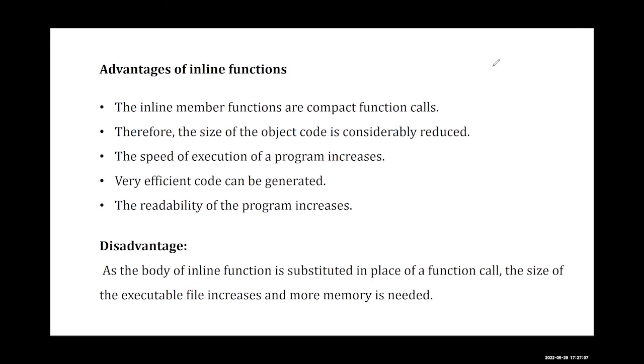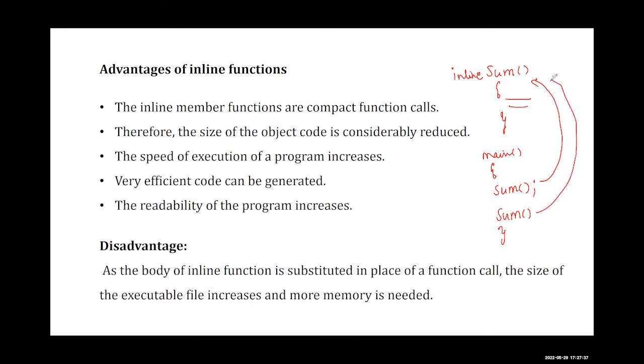For example, see here, again I'll use the same sum program. I have an inline sum function. This is an inline program, and I have some code here, and I am writing my main function. In my normal function, if this was not an inline function, suppose I'm calling this particular function twice, what would have happened? The compiler will come here, find the sum, execute it, and come back, and again it will go back here and execute. So the executable file is not increasing.